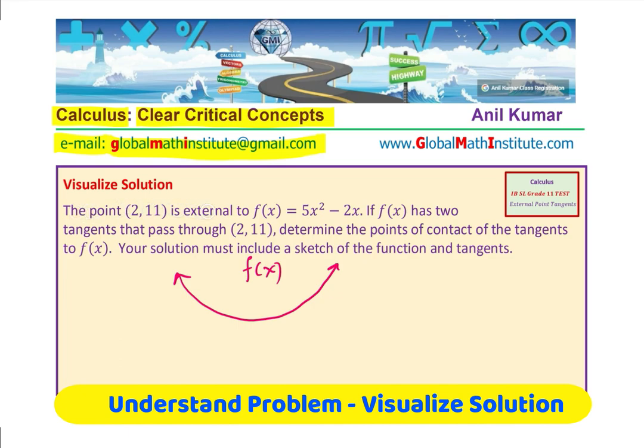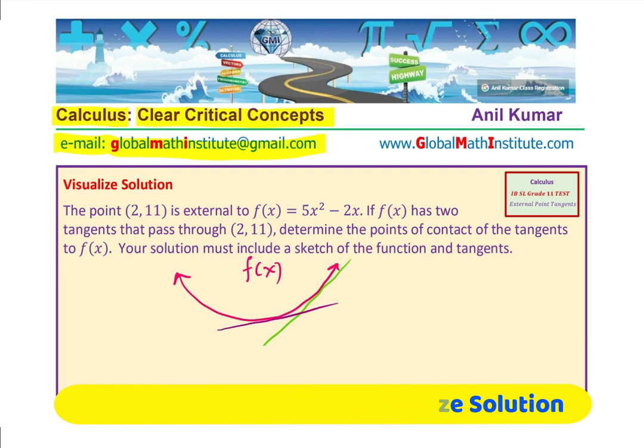The point (2, 11) is external, right? It is given here. And it is also given that if f(x) has two tangents that pass through this point (2, 11), determine the points of contact on the tangent to f(x). So what I'll do here is that through an external point we have tangents, so I'll just draw tangents on this. Let's say this is one tangent, and let me draw another tangent also. We are just understanding the concept behind.